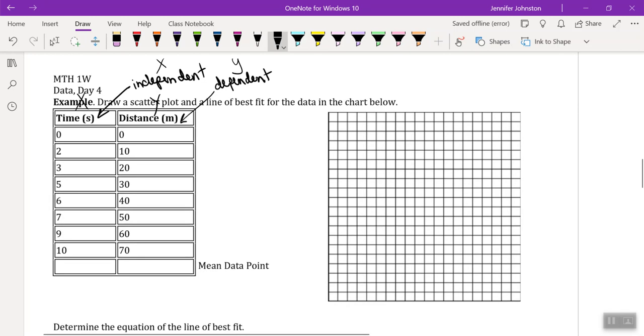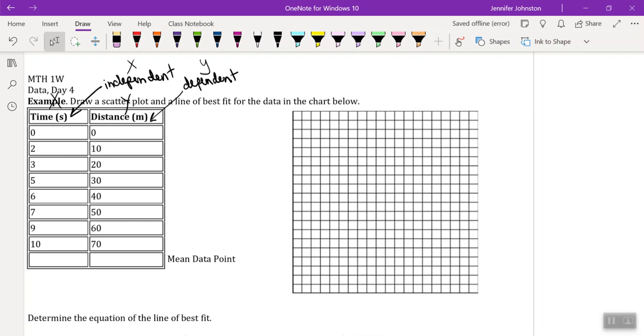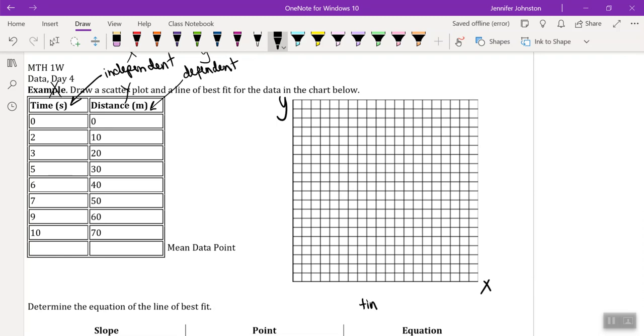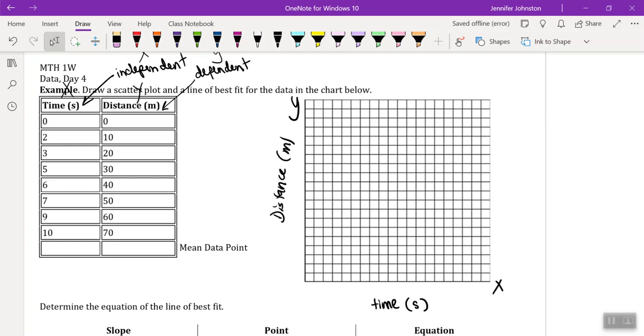All right, let's go and graph this on our chart right here. So we have y to the sky, x is down here. So we want to write our time and this is in seconds. And then here we have our distance in meters.